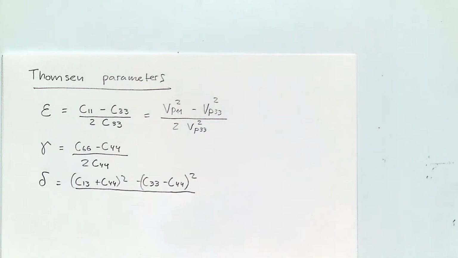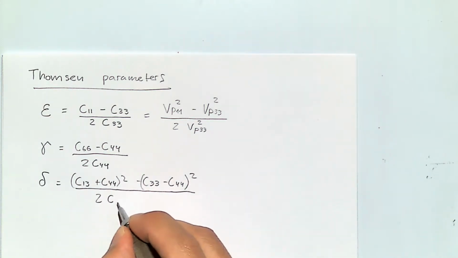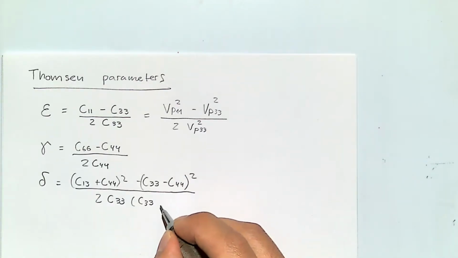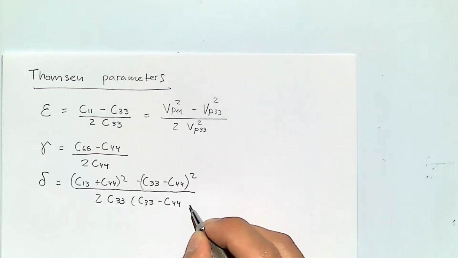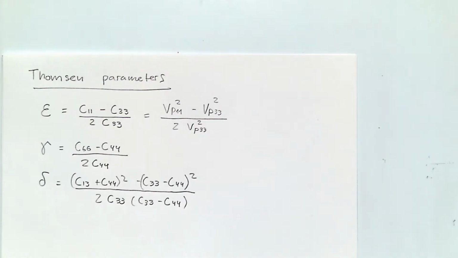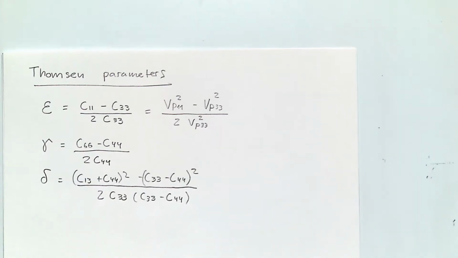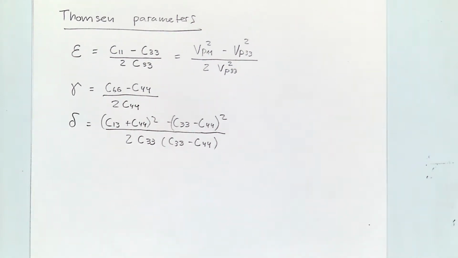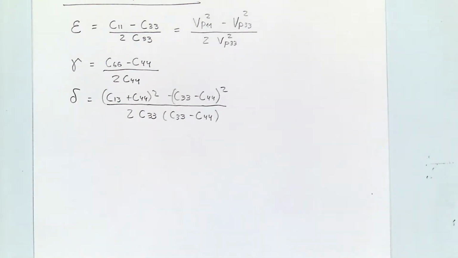I was thinking about creating an animation of this, but I didn't have time to do that today. Probably will try to do that soon. I'll send you the link in order to show what delta is. But delta is going to characterize the ellipticity of the P wave velocity. So let me explain what that means.